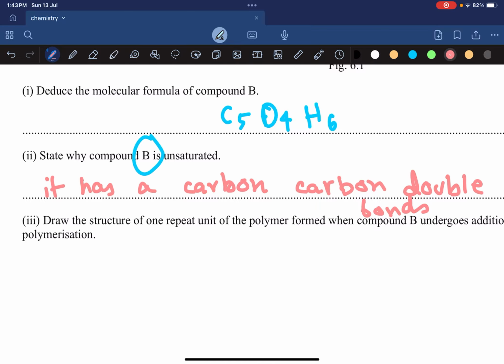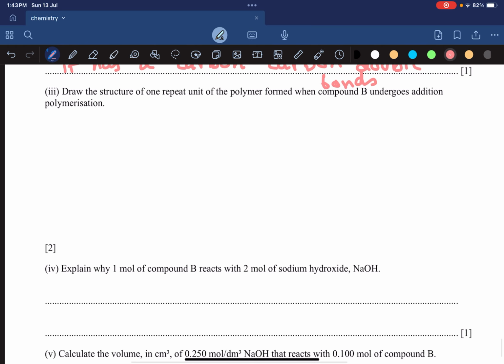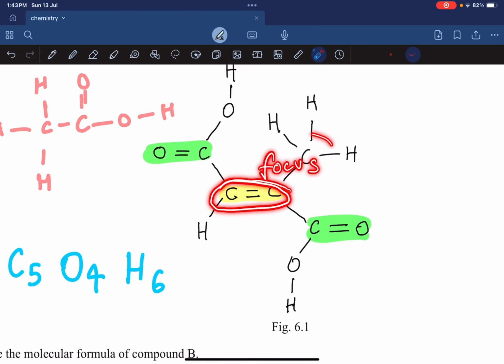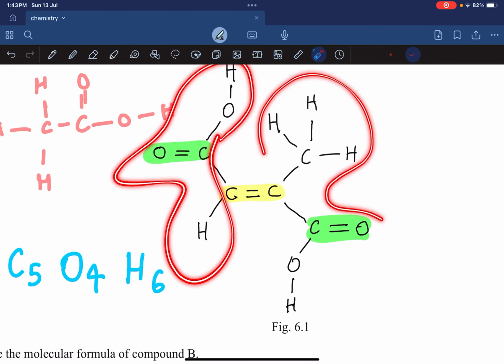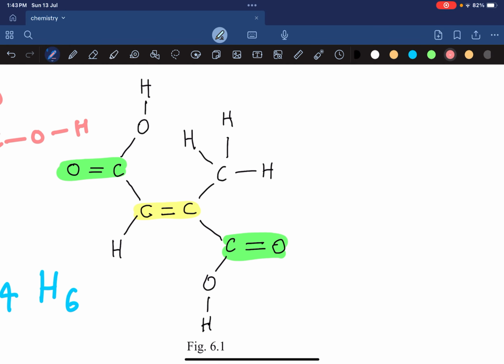Draw the structure of one repeat unit of a polymer formed when compound B undergoes addition polymerization. That's a very, very good question, and it's of 2 marks. We just have to draw one repeat unit. So let's get started. How will addition polymerization occur in it? First thing to think about. Always remember, addition polymerization will occur at this point. This is our main focus. We have to focus on this thing. That's what I want in the center, and all these distractions I want at the sides, in a complete form. So let's draw it in a proper simplified unit, okay?